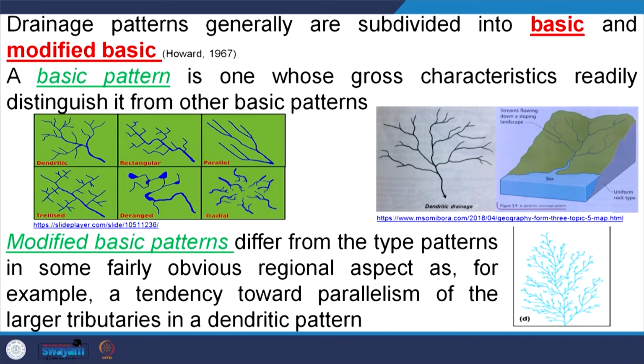So, by looking at different drainage patterns we can say it is a dendritic pattern, that is a parallel pattern, that is a trellis pattern, rectangular pattern, annular pattern. These are the basic patterns of drainage. But modified basic patterns differ from these patterns in some fairly obvious regional aspects, as for example, the tendency towards parallelism of the larger tributaries in a dendritic pattern. So, that is modified basics. Both modified basics and basic patterns define the drainage pattern of an area.